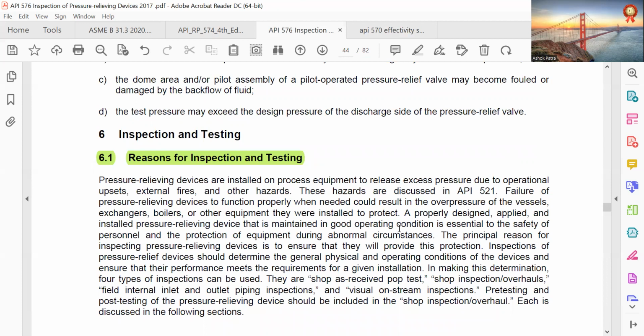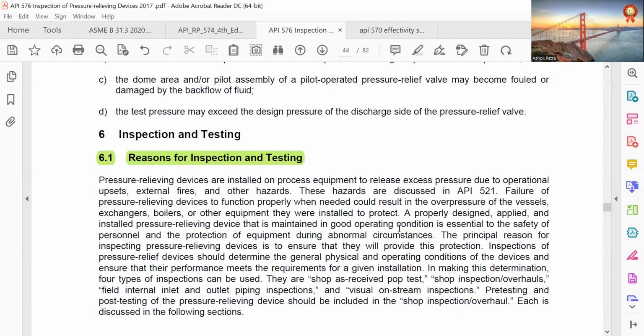Reasons for inspection and testing. Pressure relief devices are installed on process equipment to release excess pressure during operational upsets, external fires and other hazards. These hazards are discussed in API 521. Failure of a pressure relieving device to function properly when needed could result in overpressure of the vessel, exchanger, boiler or other equipment they are installed to protect.